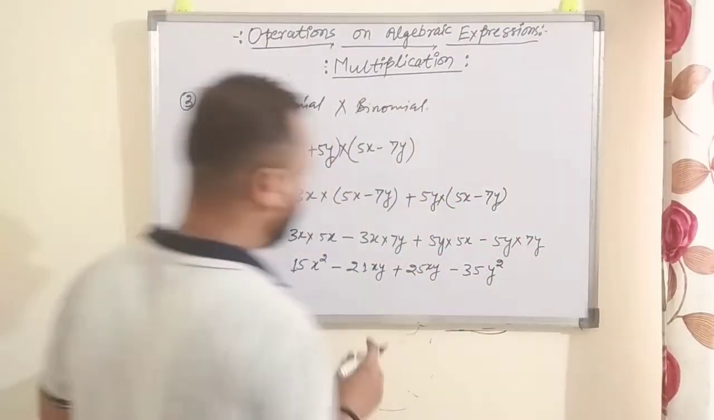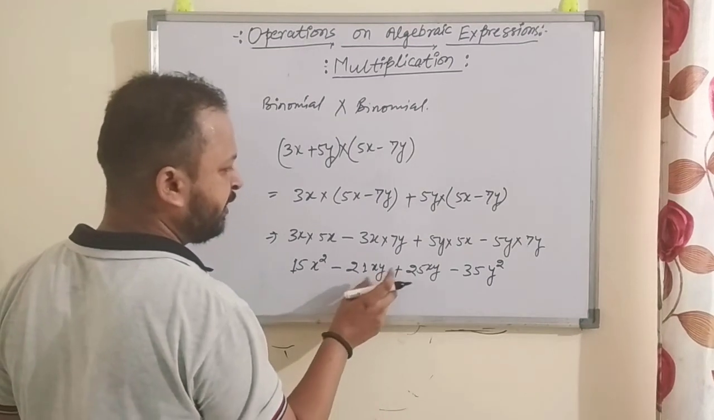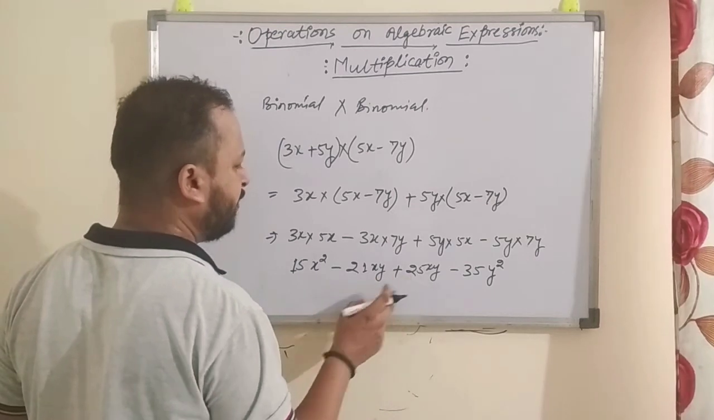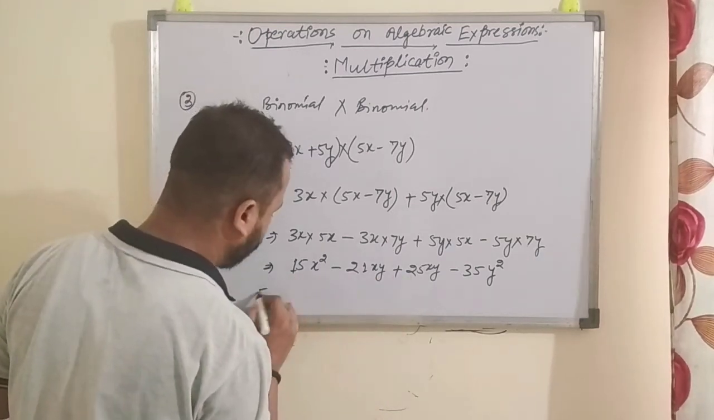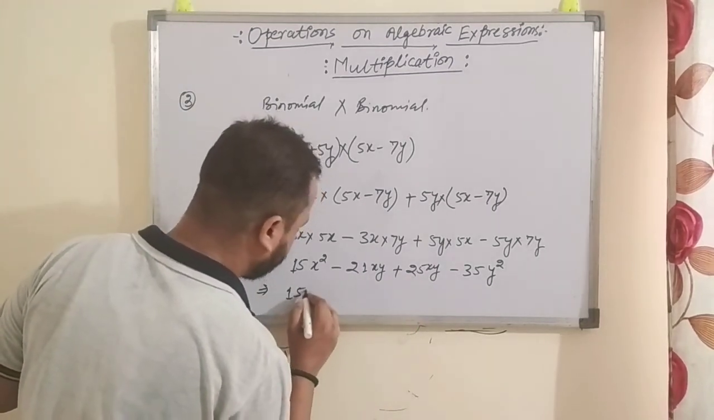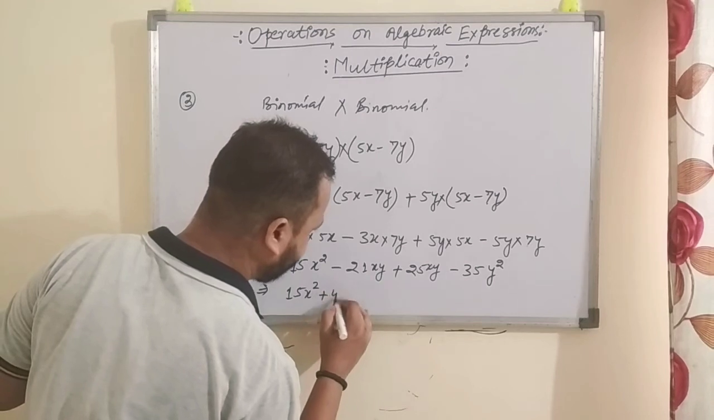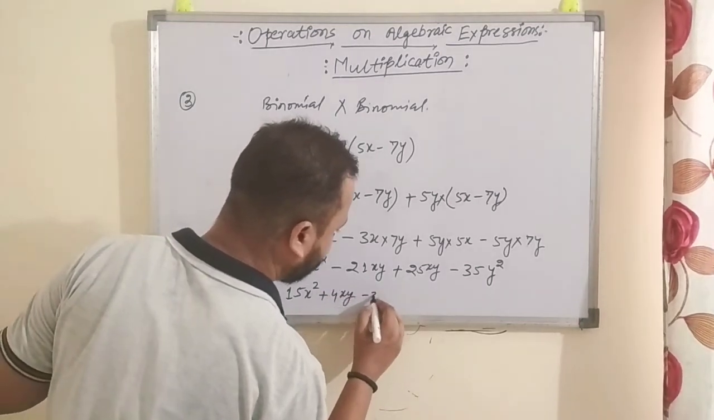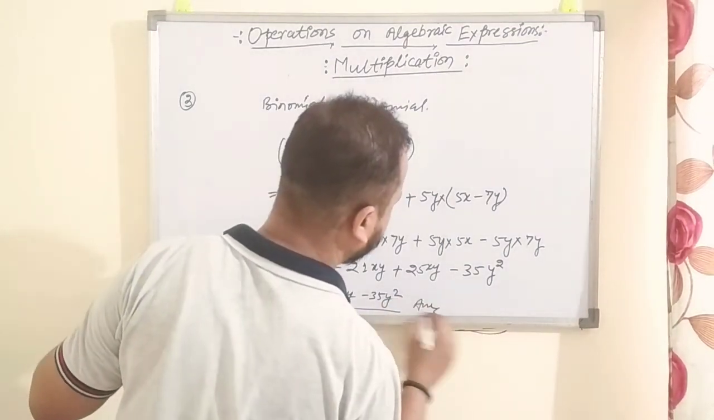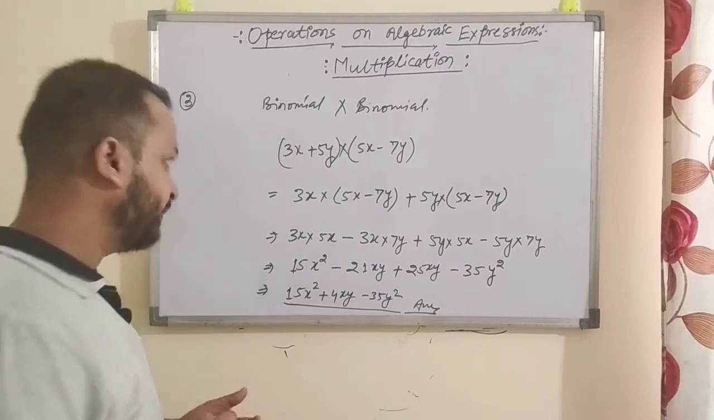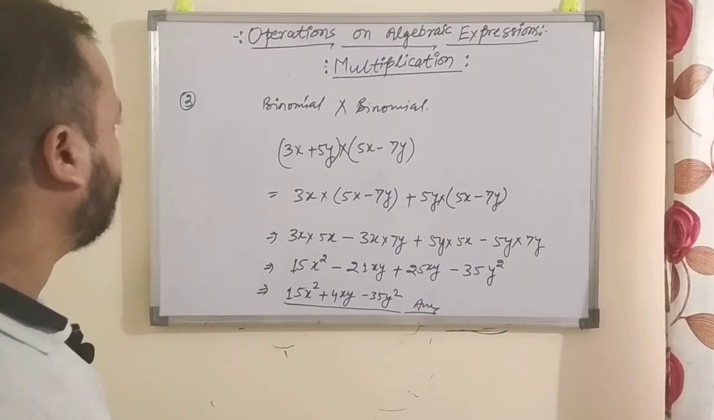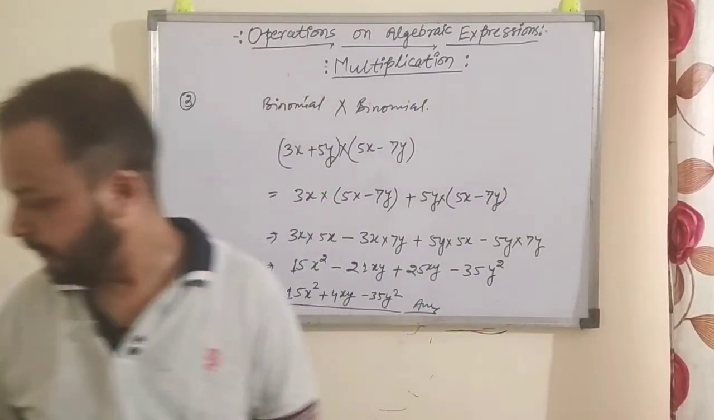So y power 2. Here the xy term is given twice, right? One is with a positive sign and one is with a negative sign. Just take the difference here, 25 minus 21, so we're left with 4. So the answer is 15x square plus 4xy minus 35y square. This is your answer, right? This way we multiply a binomial by a binomial.